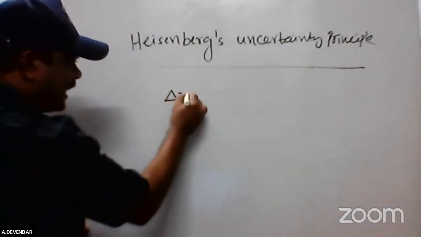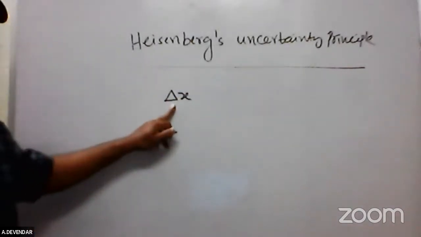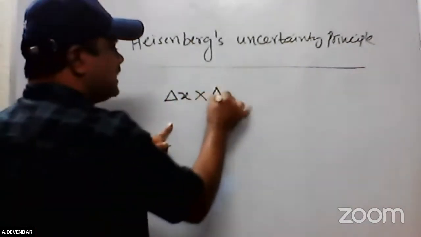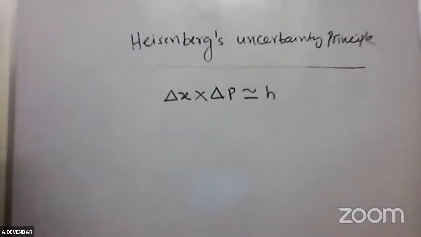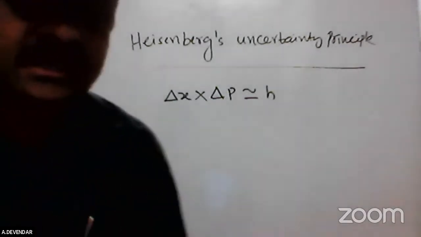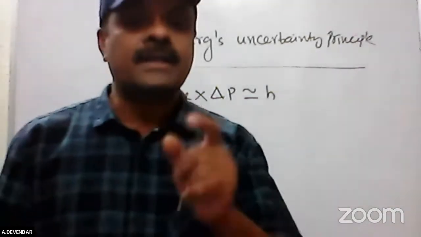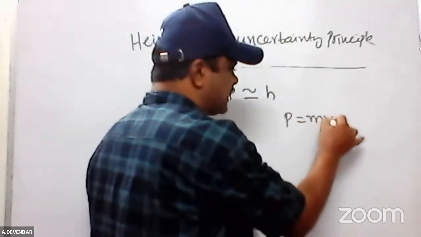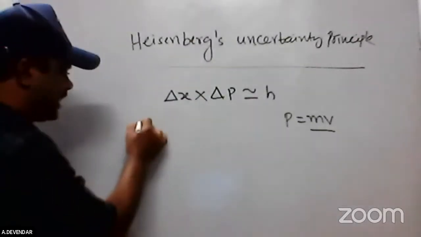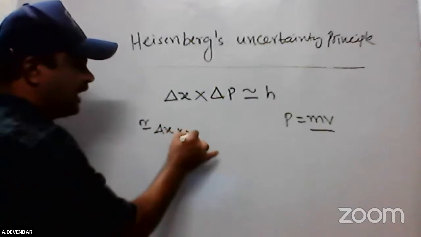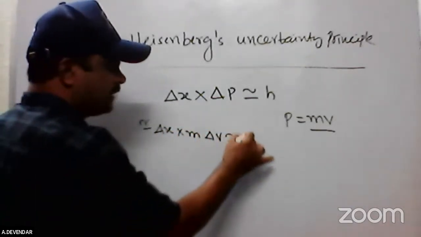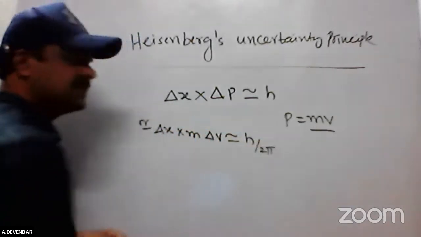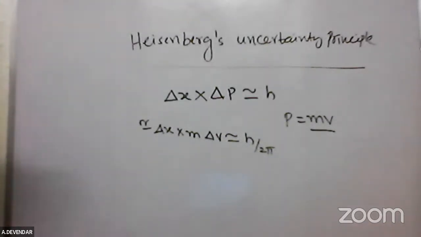The uncertainty, where delta x is the position and delta p is the momentum, is almost equal to Planck's constant. The product of the uncertainty in position and uncertainty in momentum. Momentum means p. P is nothing but mass and velocity. So you can write this equation: delta x into m delta v is almost equal to h by 2 pi. Both equations are given by the Heisenberg uncertainty principle.